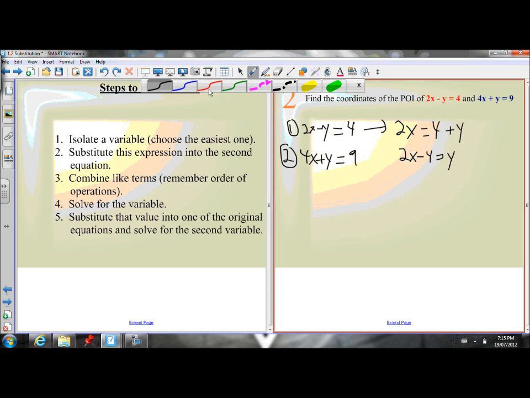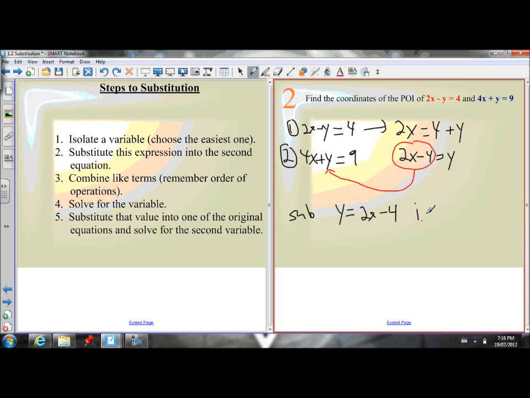Okay, so now all I have to do, step number 2, substitute that expression into the other equation. Okay, so I isolated y in equation 1. That means I substitute what y is equal to into the second equation for y. So I know y is equal to 2x minus 4, so replace y with 2x minus 4 in the second equation. So sub y equals 2x minus 4 into equation 2.